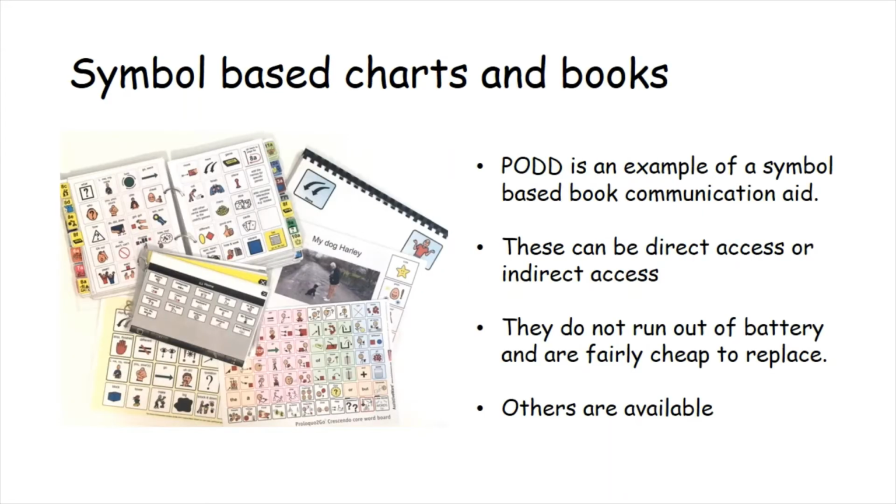You can have symbol-based charts and books. So examples of this would be POD. They can be direct access or indirect access, and they don't run off a battery. They're fairly cheap to replace. And there's lots of different sorts available. They don't run out of battery, which is the most important thing.